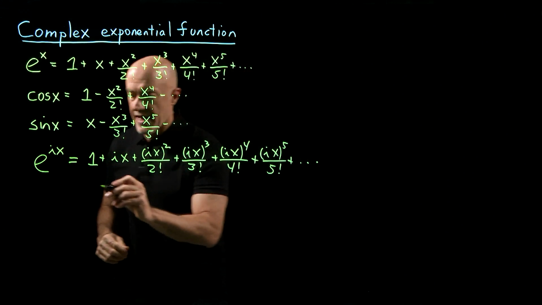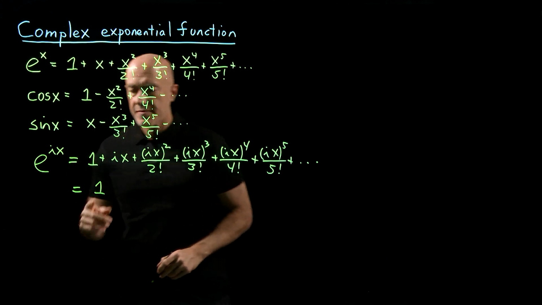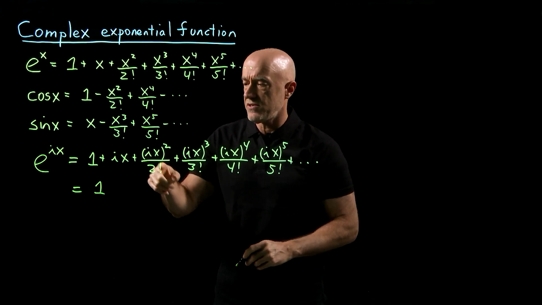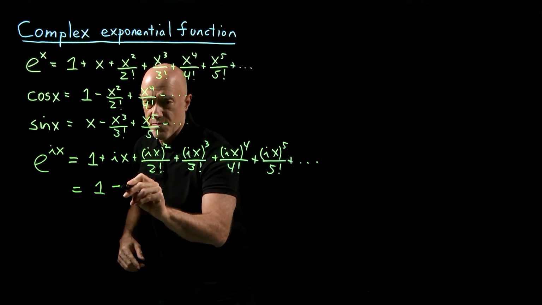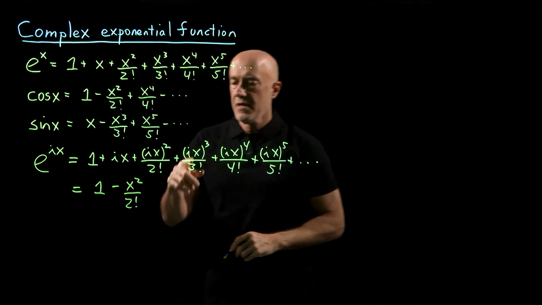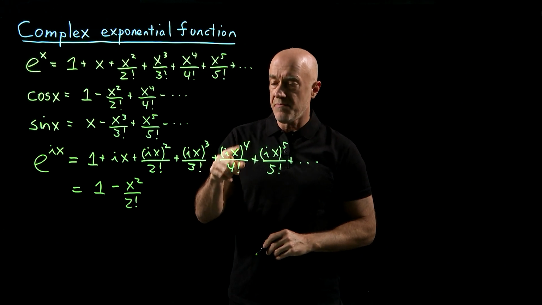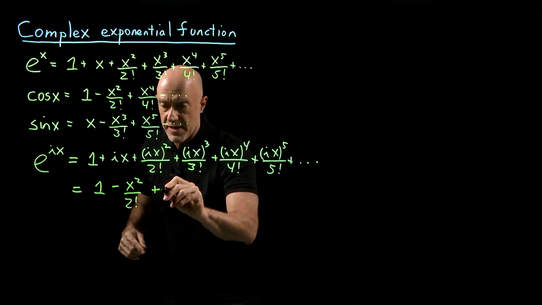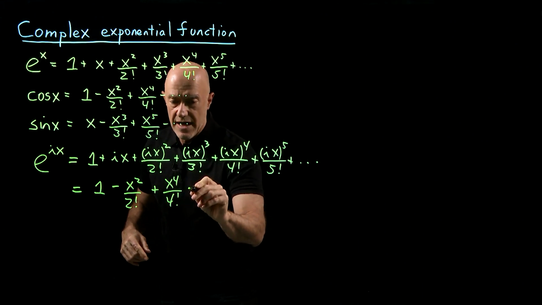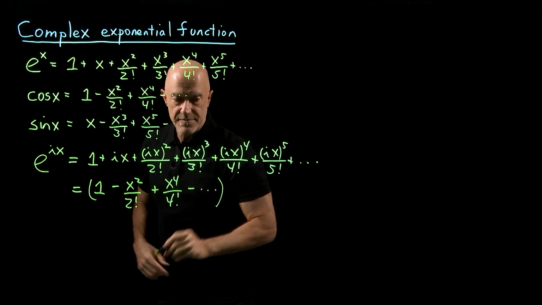So let's write this now as a real part. So the real terms here would be 1. ix has an i in it, but i squared has a -1. So the second term will be minus x squared over 2 factorial. i cubed has a minus i in it, but i to the 4th is a +1. So the third term here is x to the 4th over 4 factorial. And then the sign changes again. So this is the first piece.